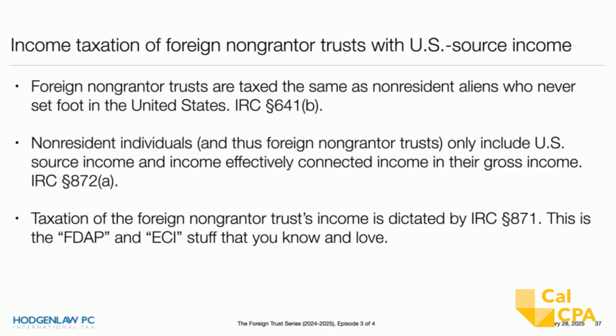Again, just a brief overview: income taxation of foreign non-grantor trusts with U.S. trust income. A non-resident alien never sets foot in the United States. You've got FDAP, you've got ECI, Section 871. That's how it's going to be taxed.